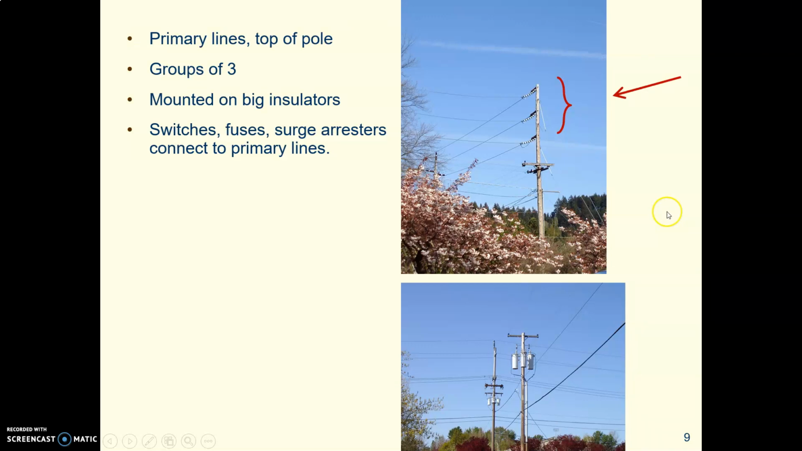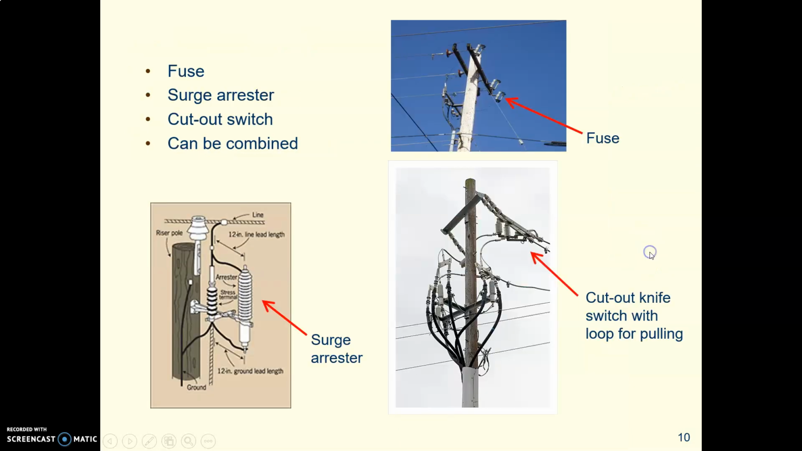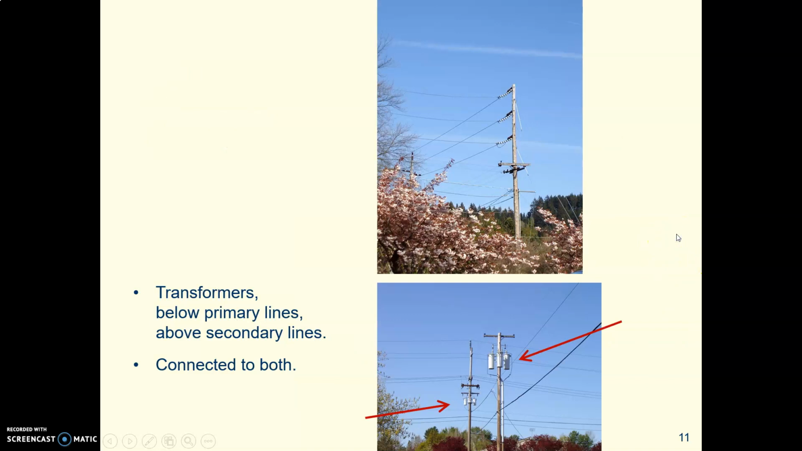All right, so on the power line, up at the top are the 3 primary lines, and you'll by now recognize that they come in 3. And there are big insulators. They stick out from the side, unlike a transmission line where they stick down. And then there are various kinds of protection and cutoffs, fuses, cutoff switches. See the little loop there? You can take a tool and reach up and open it if you need to turn the power off.